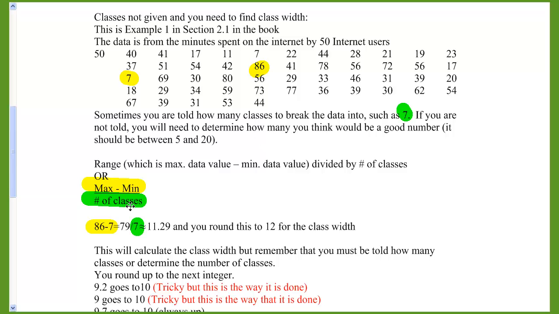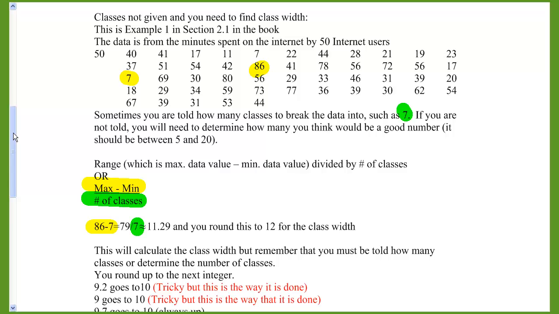So I use this formula that's in your book: the range, maximum minus minimum, divided by the number of classes. The maximum and the minimum are highlighted in yellow here. The maximum is 86, the minimum is 7, and the number of classes is highlighted in green. So you'll see here that 86 minus 7 is 79. You divide that by 7, the number of classes that you want, and that gives you 11.29.